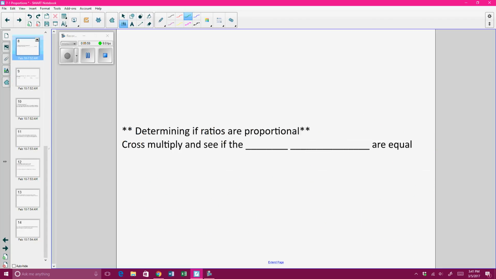If we want to determine if two things are proportional, we can cross multiply, and we're going to see if the answers are equal. The answers to cross multiplication are just called the cross products.